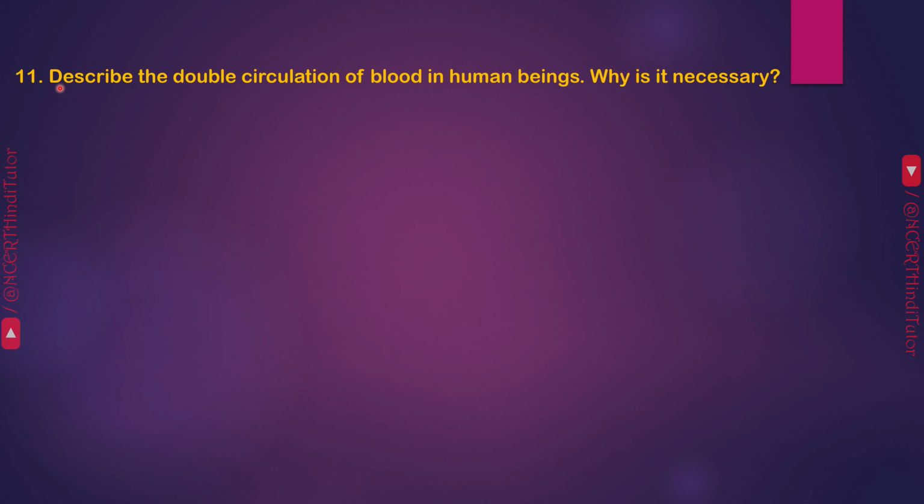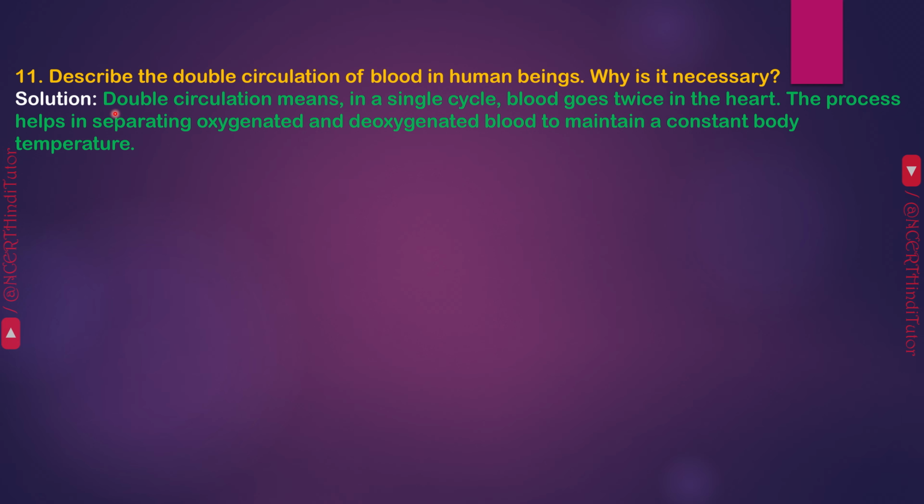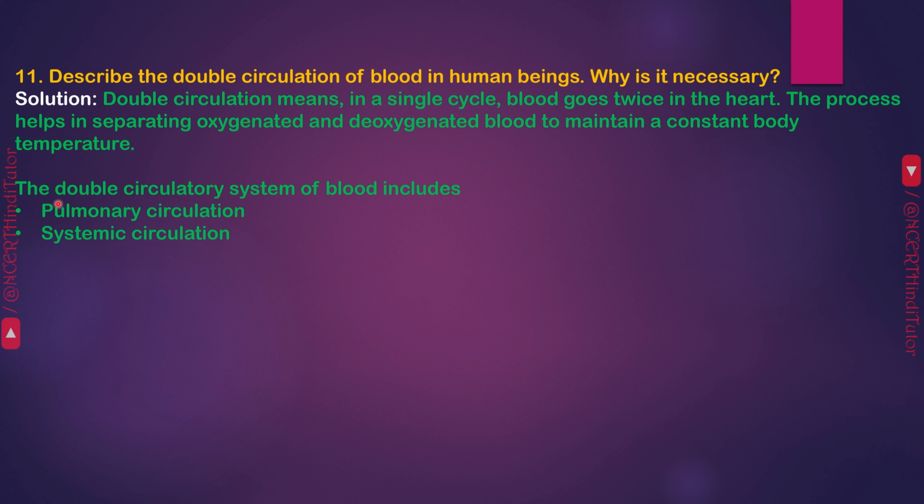Question 11. Describe the double circulation of blood in human beings. Why is it necessary? Answer. Double circulation means in a single cycle, blood goes twice through the heart. The process helps in separating oxygenated and deoxygenated blood to maintain a constant body temperature. The double circulatory system of blood includes pulmonary circulation and systemic circulation.